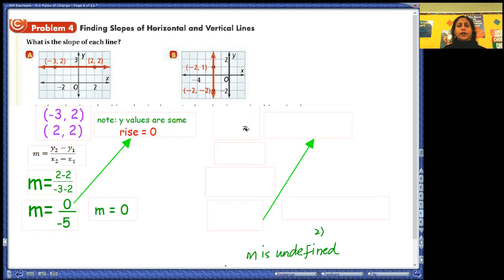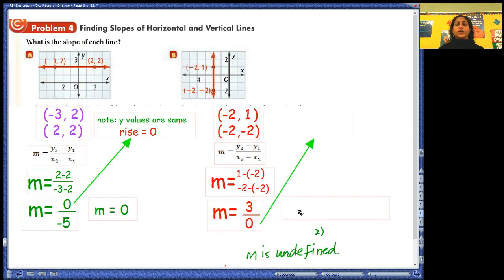When it's a vertical line, we have two ordered pairs that are given to us. You're going to write down the two ordered pairs, write the formula, plug in the values, and solve. And it turns out that in this case the denominator is 0. That means the slope is undefined. Remember, the slope is not 0, it is undefined. And something to note is that when x values are the same for a vertical line, the run is going to be 0 because you're not moving to the left or the right.